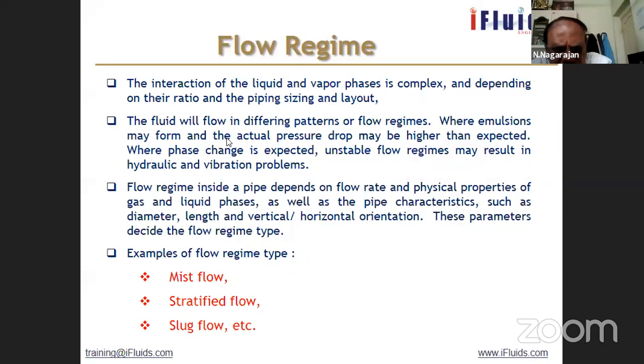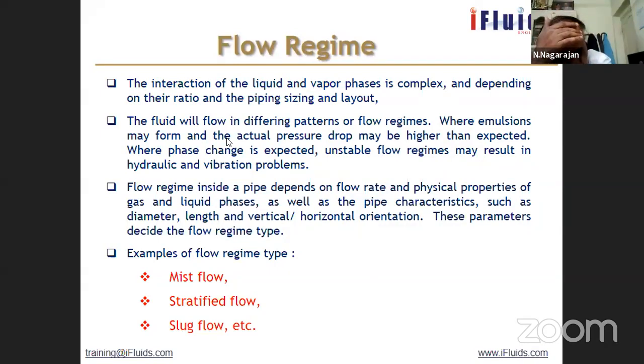Flow regime depends on the flow rate and physical properties of the gas and liquid phases, as well as pipe characteristics like diameter, length, and whether the pipe is running in a horizontal or vertical direction. These parameters will decide the flow regime. We have different types, and I will just give some names. One is called mist flow. You all know mist. In winter mornings, you will see mist outside. Mist is nothing but liquid distributed as small particles in the air.